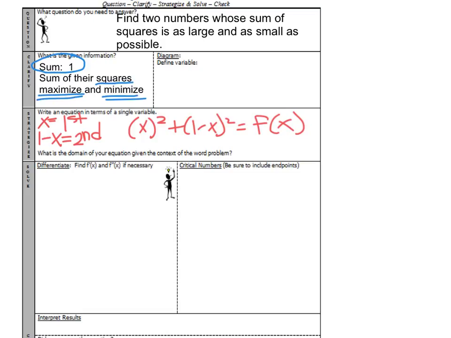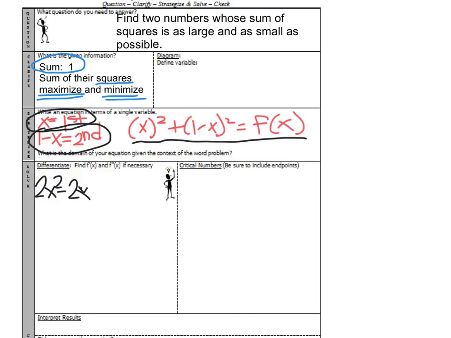So let's say we let x be the first number. If x is the first, then 1 minus x must be the second, because together they do make 1. And I now write my function: x squared plus the quantity 1 minus x, squared, is the function. Now when I expand that, I end up with 2x squared minus 2x plus 1.